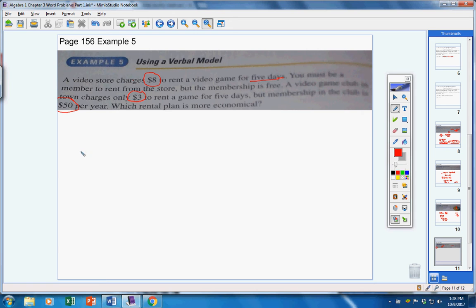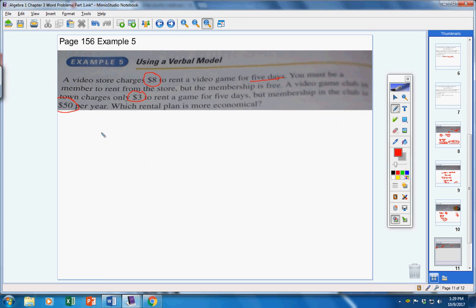Now, one way to do this is trial and error. Like say, okay, in 1 year, if I were to rent 20 games at this store, that would cost me $160. But if I rented 20 video games in this other store over the course of 1 year, it'd be $60 plus my 50 one-time payment, so $110. And so you can do that and go back and forth, but there's actually a much faster algebraic way to do this that I would strongly suggest.